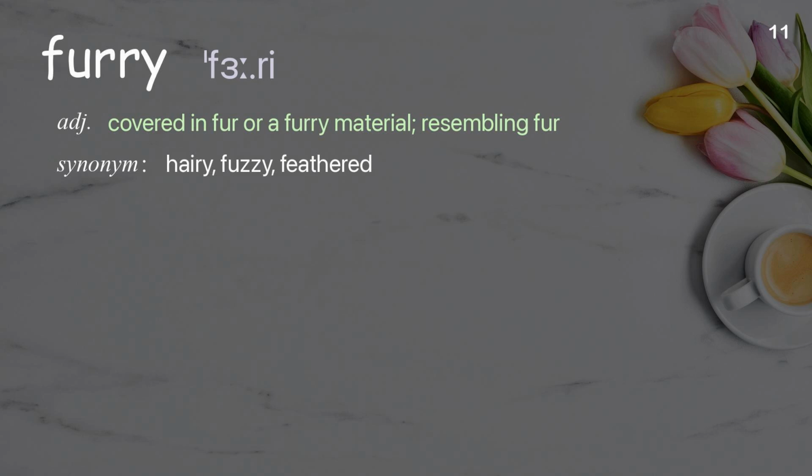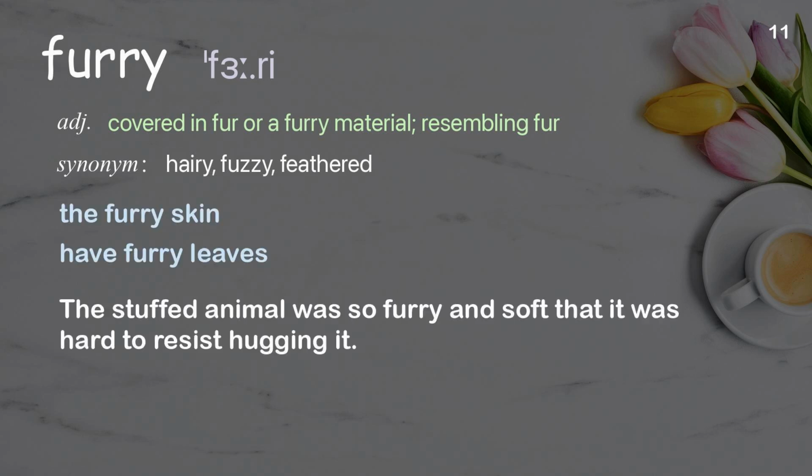Furry. Covered in fur or a furry material, resembling fur. Examples: The furry skin. Have furry leaves. The stuffed animal was so furry and soft that it was hard to resist hugging it.